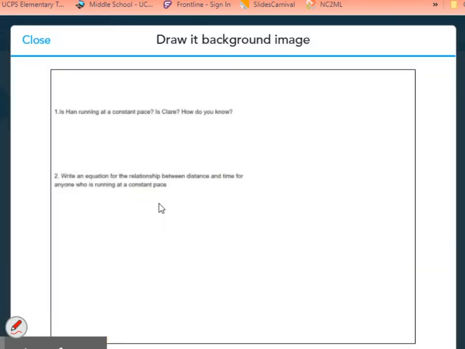Okay, so then the second question says, write an equation for the relationship between the distance and time for anyone who's running at a constant pace. So we know that Claire was running at a constant pace. So we want to write an equation for Claire's table. What was Claire's unit rate? What was that number that was constant all the way down?